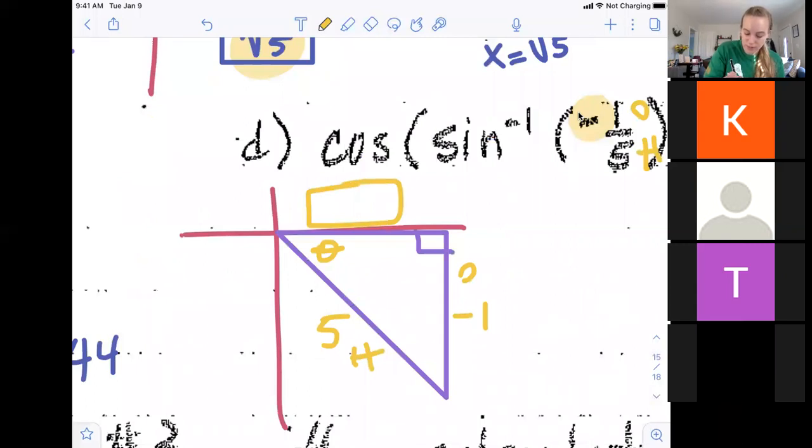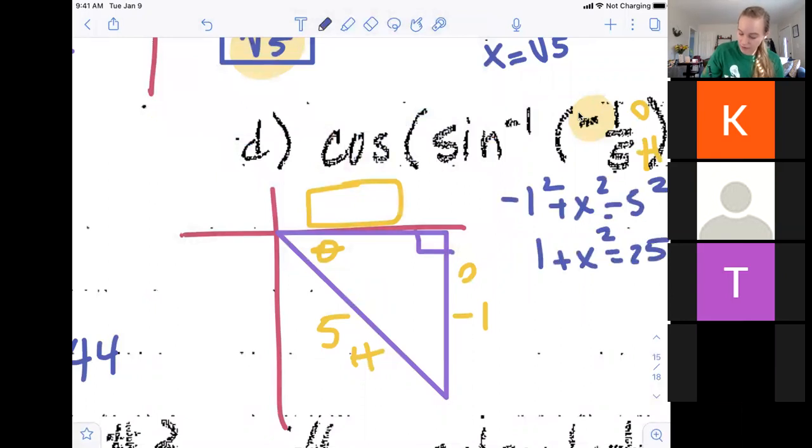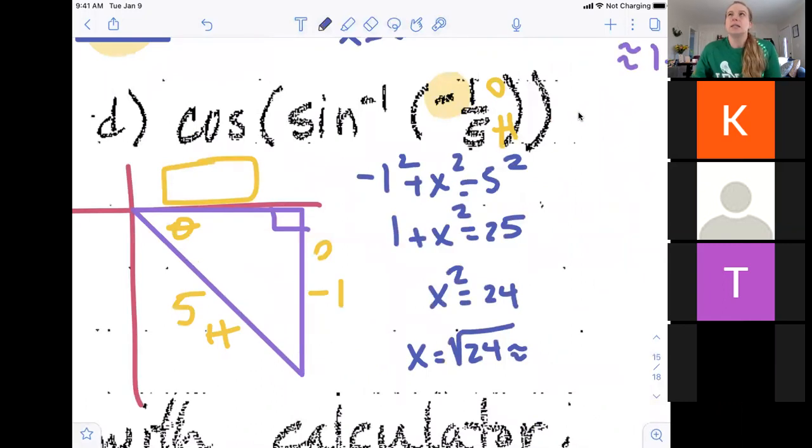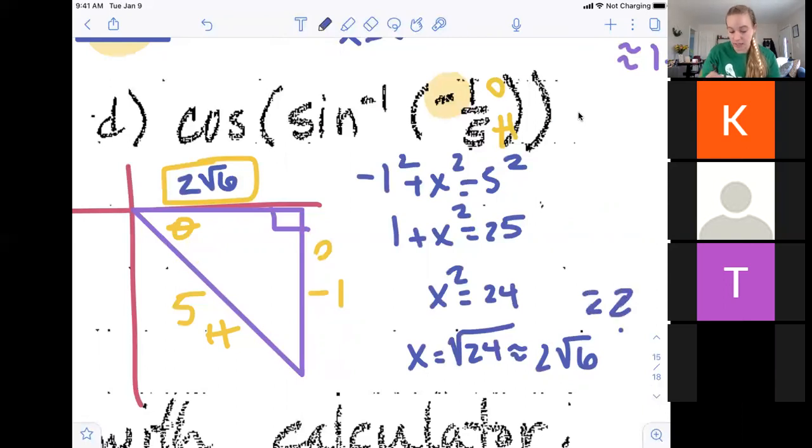So I'm going to do -1 squared plus x squared equals 5 squared. 1 plus x squared equals 25. And then x squared equals 24. So x equals root 24, but that's ugly. Let's simplify that. I think it's going to be 2 root 6. You may not have done that as fast as me, but if you don't know how I got that, make sure you talk to me later. If you have a question mark in your notes, please come talk to me.